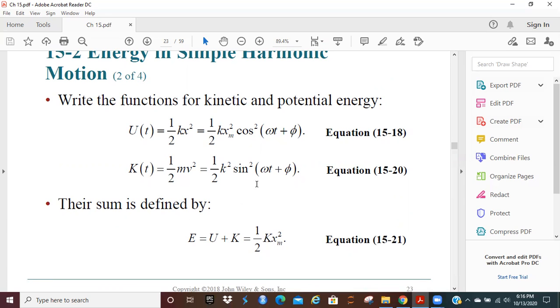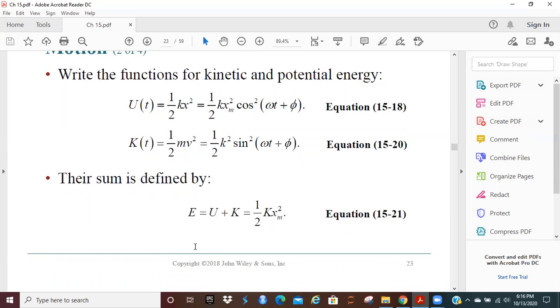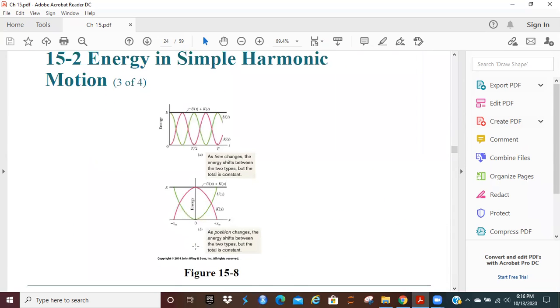There takes some trigonometric stuff in order to be able to compute that, but that can be done.